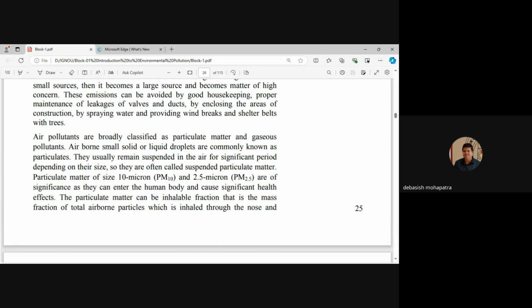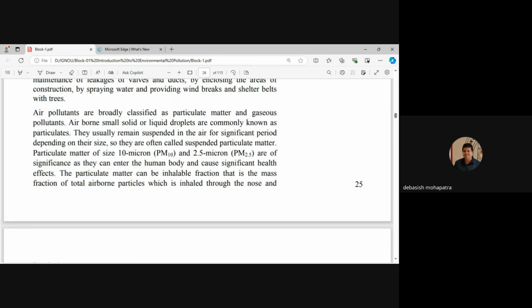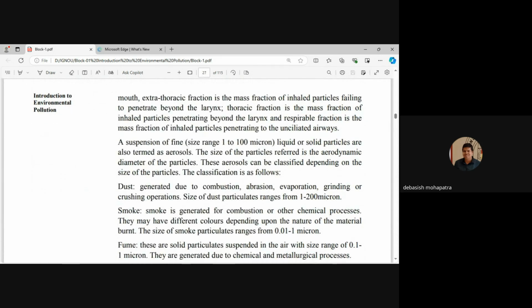So that's what I was telling about these suspended particles and how they are dangerous for us. Extrathoracic fractions of the inhaled particles fail to penetrate beyond the larynx, but thoracic fractions penetrate beyond the larynx, and respiratory fractions penetrate to uncleared airways. They will enter your lungs where they will cause clogging of the lungs.